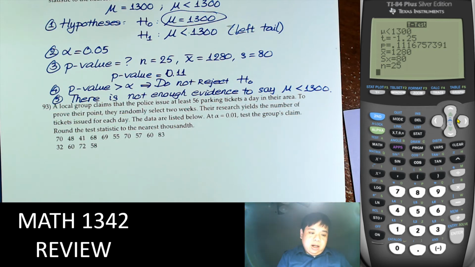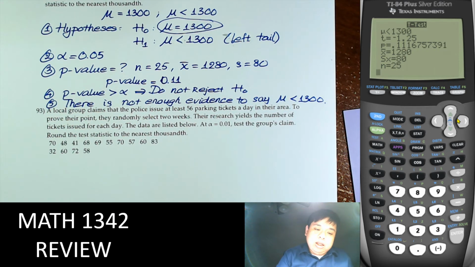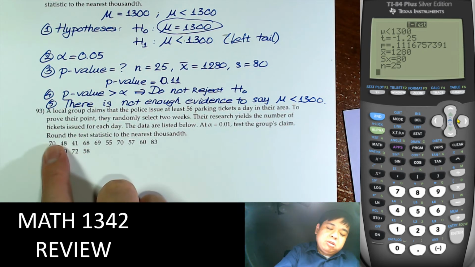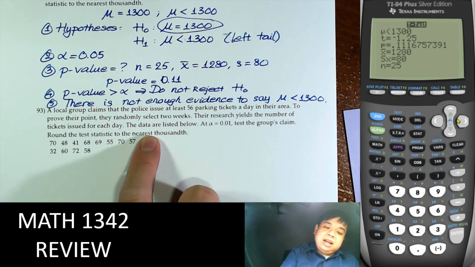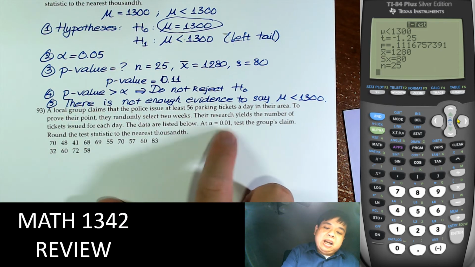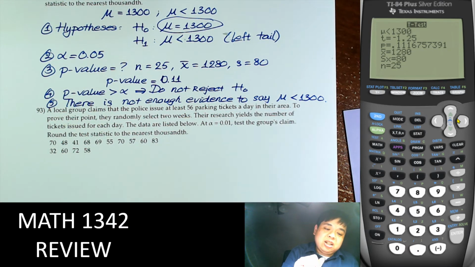Right, next. A local group claims that the police issue at least 56 parking tickets a day in the area. To prove the point, they randomly select 2 weeks. The research yields the number of tickets issued on each day. The data are listed below. At alpha equal to 0.01, test the group's claim.